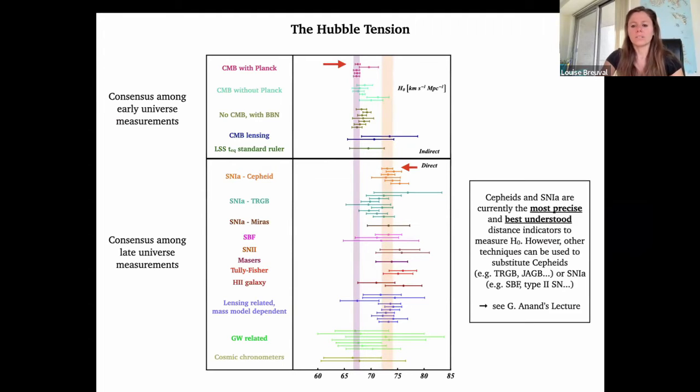So although the Cepheids and supernovae are the most precise and the best understood and best calibrated methods, there are many more, and it's really important to cross-check them to validate their distances with independent methods, such as the TRGB. That's what Deep is going to talk about in the next lecture. So you can, for example, replace the Cepheids by a TRGB or JAGB method, and the type 1a supernovae can be replaced by the surface brightness fluctuation method or type 2 supernovae, etc.